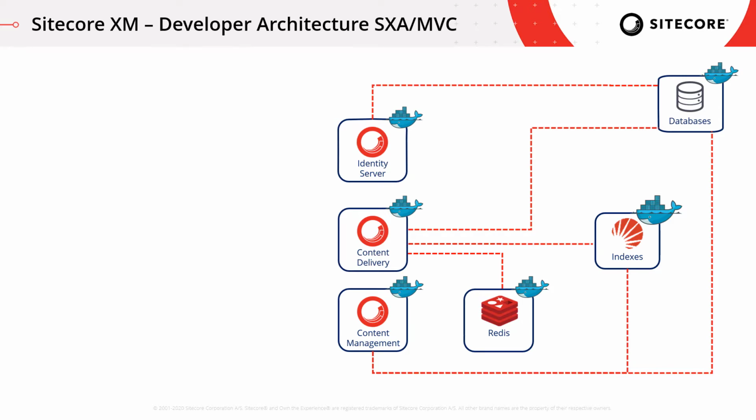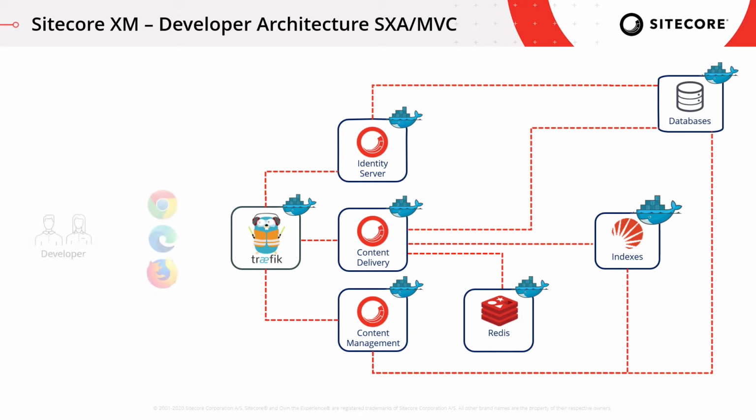So for example, your content management instance will have its own container, SQL Server will also have its own container, serving all of your databases, and Solr as well, again in its own container, serving all of your indexes. After this, we also introduce Traefik, the reverse proxy that sits in front of your instances. As you can see, you will as a developer use your browser to interact with Traefik, which will in turn interact with your different Sitecore instances as required.